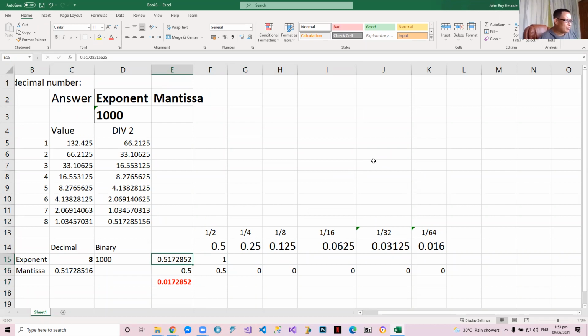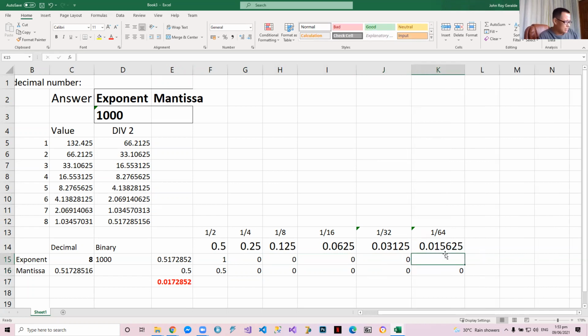Now, 0.017, what can we subtract? Can we subtract this, 0.25? No, because it's bigger. So we mark this as 0. 0.125, we also cannot subtract this because it's bigger. 0.06, this is still bigger. Do you follow? 0.03 is still bigger. Now, we expand this. This is the one which we can subtract. Finally, we have a very small number. You can go on, but we have already demonstrated the point.